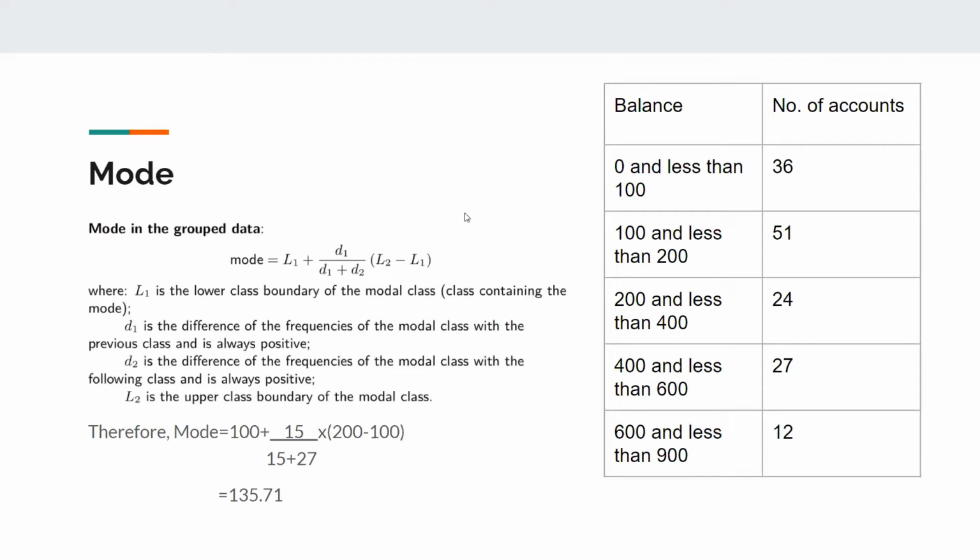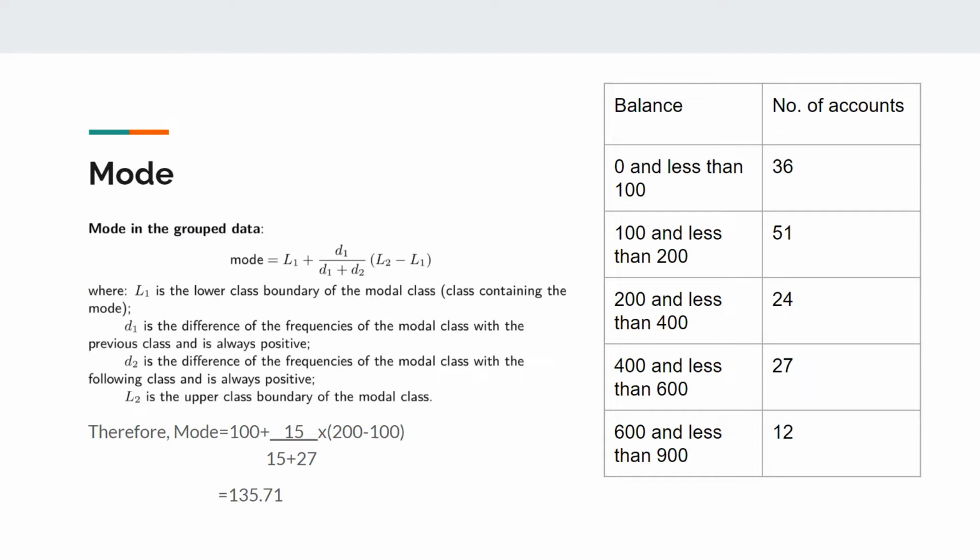Now let me calculate the mode. The mode in the group data should be calculated by L1 plus D1 over D1 plus D2 times L2 minus L1, where L1 is the lower class boundary of the modal class. So here the modal class should be 100 and less than 200, because its frequency is 51, which is the largest. And the lower class boundary of it is 100.